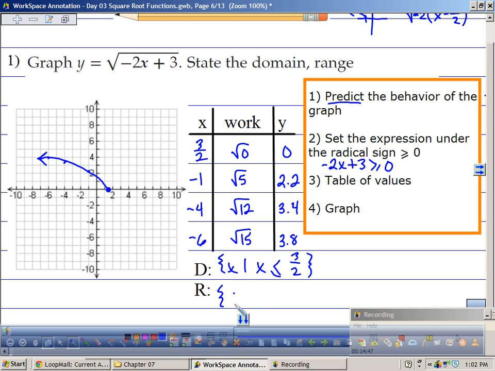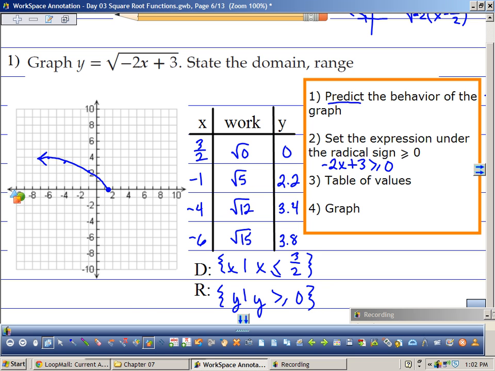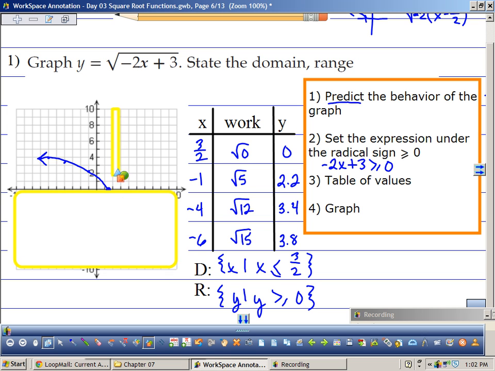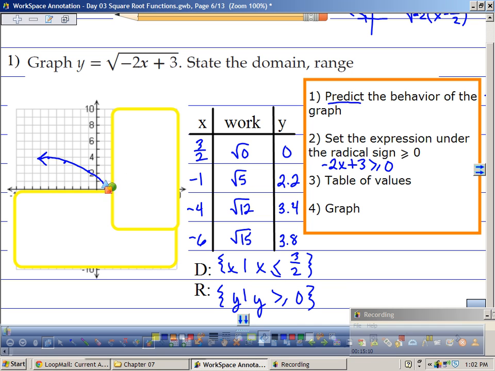What about my range? Y has to be greater than what? Think of the y-axis. 0. There is nothing down here, and there is nothing right here. All of that is eliminated. Make sense? So x has to be less than or equal to 3/2, and y has to be greater than or equal to 0. Does that help, my little covering up?